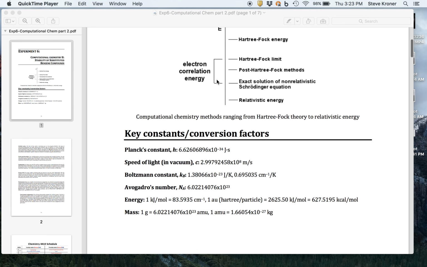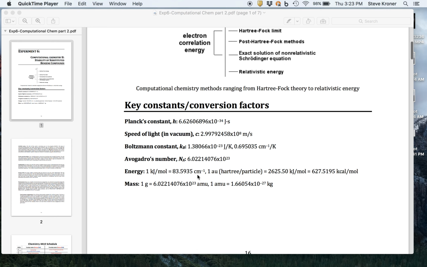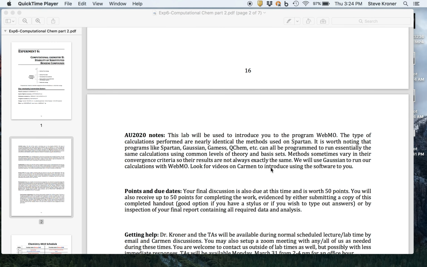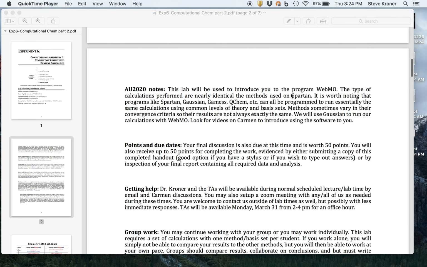In this experiment, I've thrown in some of the key conversions. Note here the kJ per mole to wave number conversion, and then the atomic unit conversion, Hartree per particle, over to kJ and kcal per mole, that you might need throughout the experiment. Okay, so we're going to use this experiment to introduce you to WebMO like we were talking about.